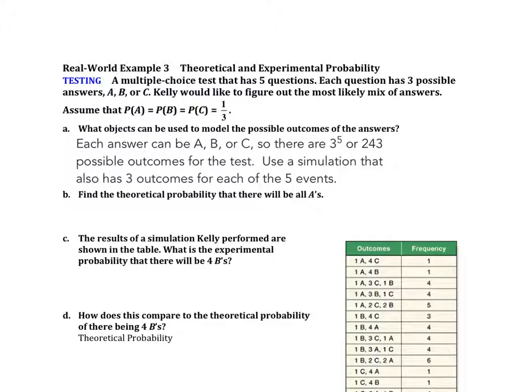One possible simulation would be to place 3 slips of paper into a hat. One would be labeled A, one labeled B, and the last one labeled C. For each question, you would choose 1 slip of paper, record your answer, replace it, and continue to do this process again 5 times.